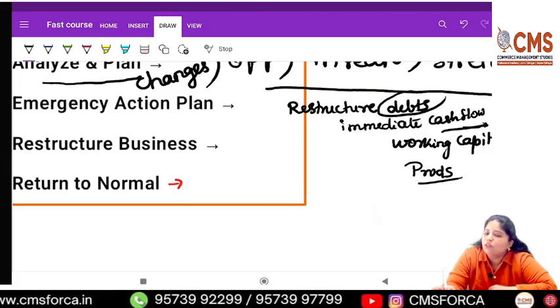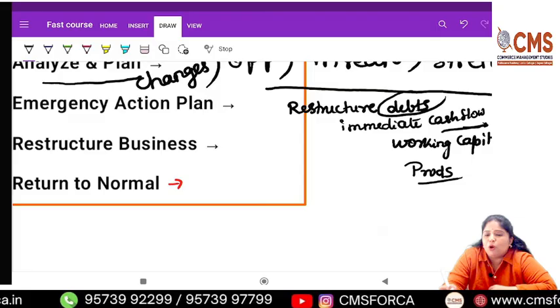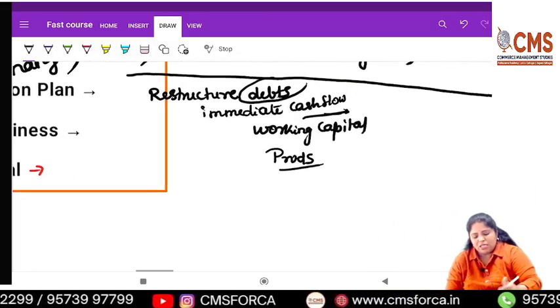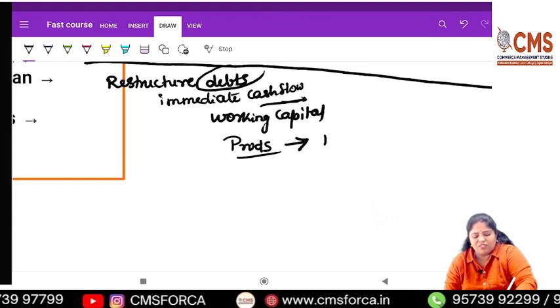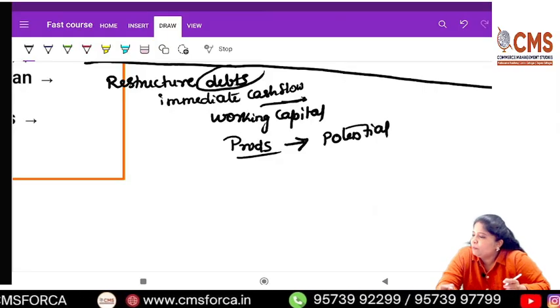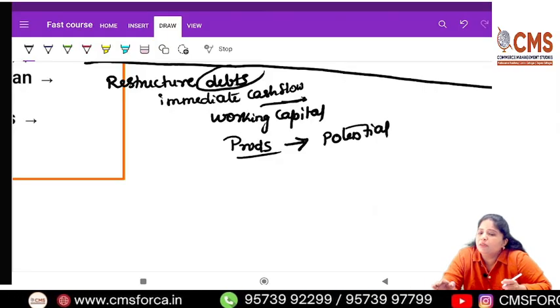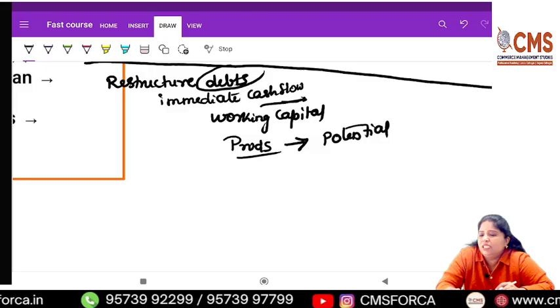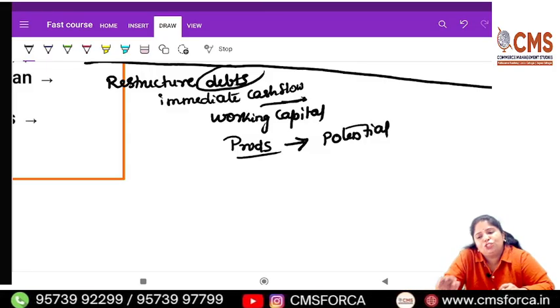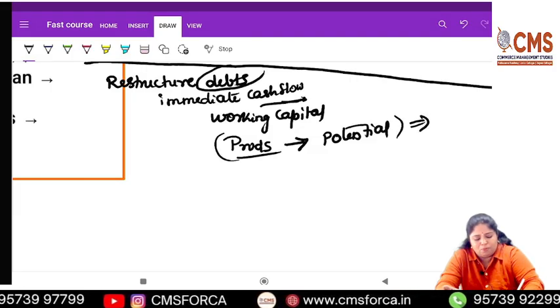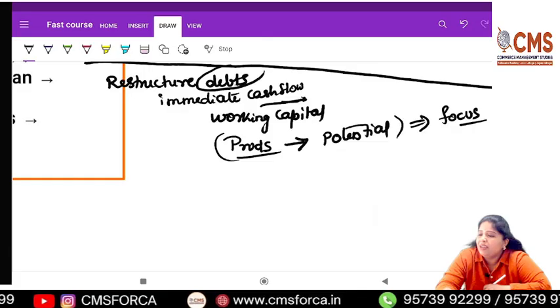Do not focus more on products which do not create any profits for you. Always focus should be on products which are highly potential. Potential products means which create good profits, which are in high demand in the market. Customers are interested in buying these products. So always focus should be on potential products. On such potential products, organizations should start focusing.